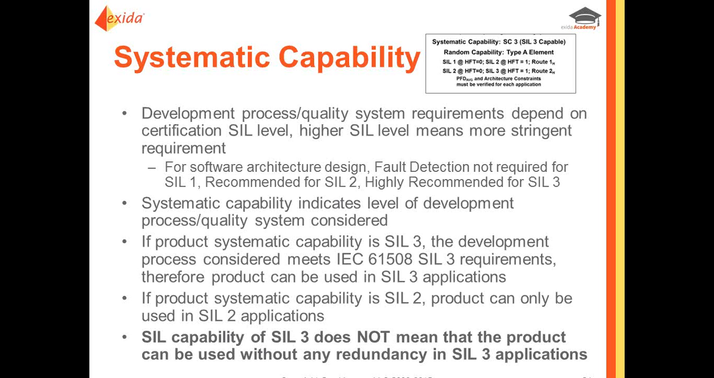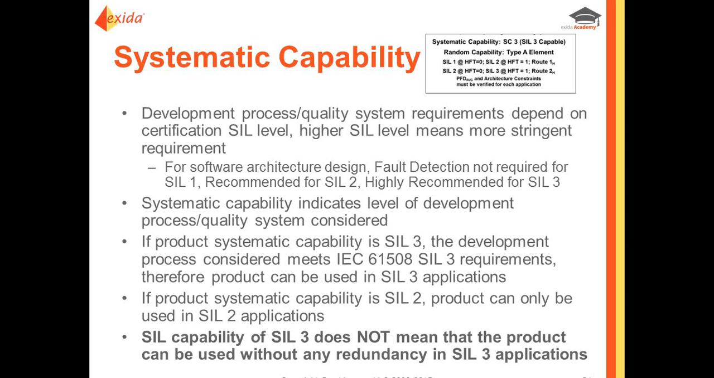So what that means is a higher SIL level is a more stringent requirement. For example, in a software architecture or design, fault detection might not be required for SIL 1. It's recommended for SIL 2 and is highly recommended for SIL 3. So for the different SIL levels, we look at more and more requirements.